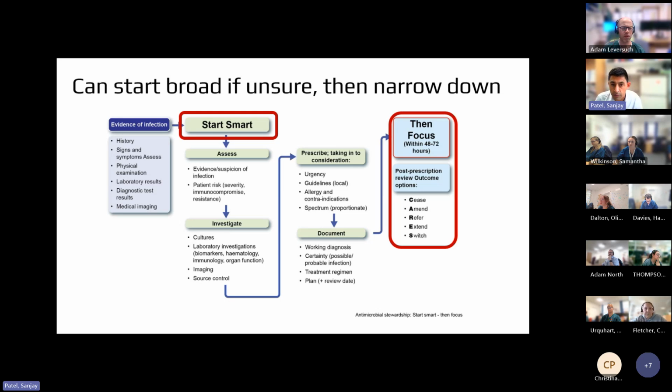And that's what this concept of Start Smart then focus is about. You have to evaluate how likely a bacterial infection is, how likely the child is to benefit from antibiotics, and put your patient factors into the mix as well. How predisposed are they to a bacterial infection? How likely are they to deteriorate significantly if they have a bacterial infection? And also how likely are they to harbor a resistant infection?